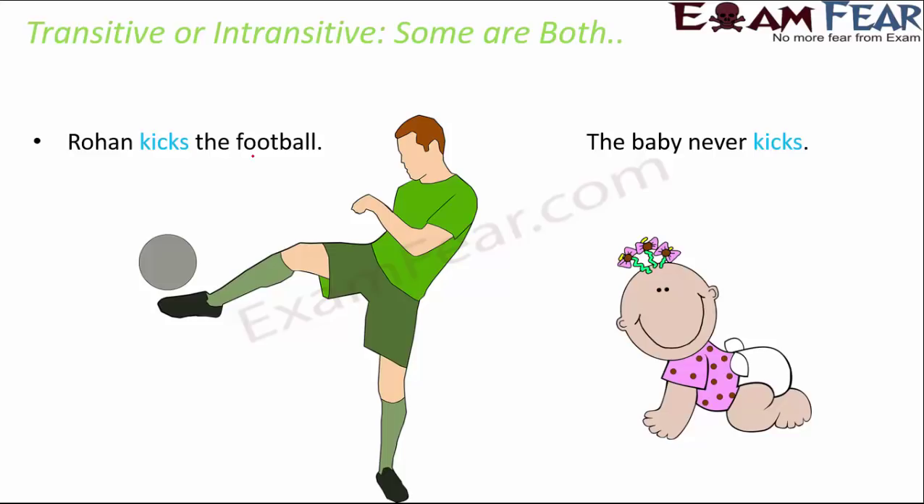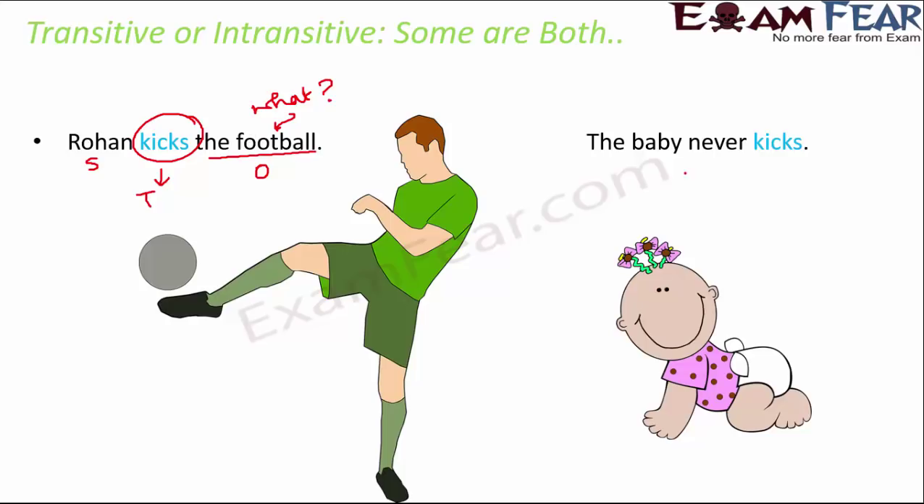Let's look at another example. Now, sometimes there are certain verbs which act like a transitive verb as well as an intransitive verb. For example, Rohan kicks the football. In this case, who is the doer of the action? Rohan. So Rohan is the subject here. Now, if we ask a question, Rohan kicks what? The answer is football. That means football is the object here. So it's quite obvious that in this case, kicks is a transitive verb because the action, the kicking, is getting transferred from the subject Rohan to the object football.